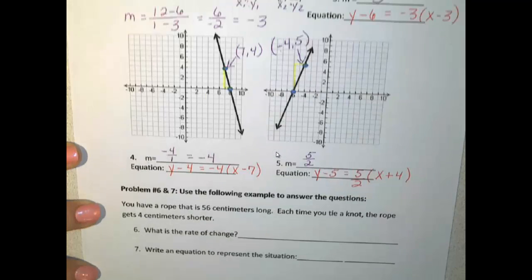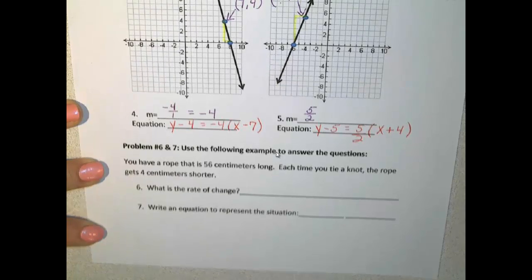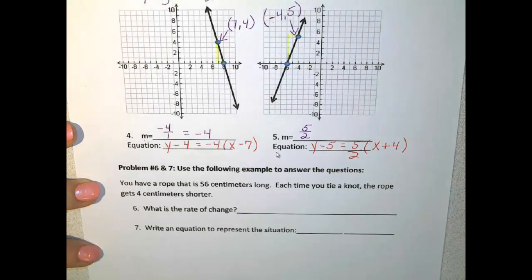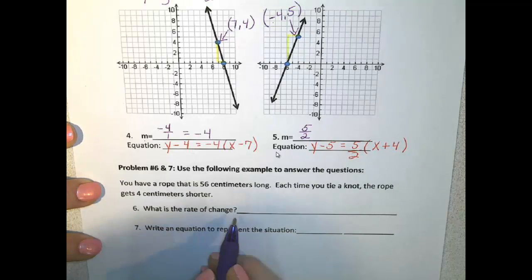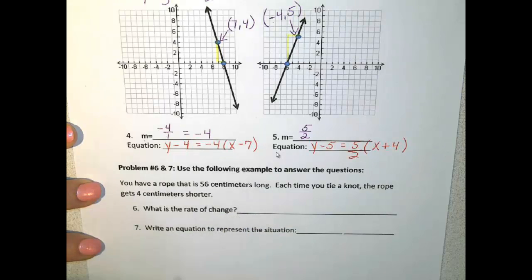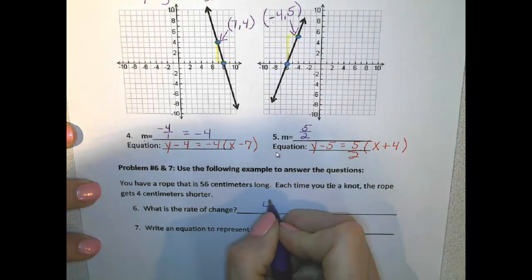Problems 6 and 7 will be a bonus on the quiz, and these are related to the activity we did this week, tying knots. The problem says you have a rope that is 56 centimeters long. Each time you tie a knot, the rope gets 4 centimeters shorter. The first question asked is, what is the rate of change? That means how much is the rope changing every time I tie a knot? And the answer is 4 centimeters.